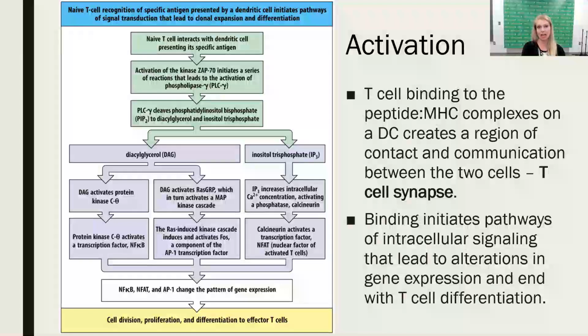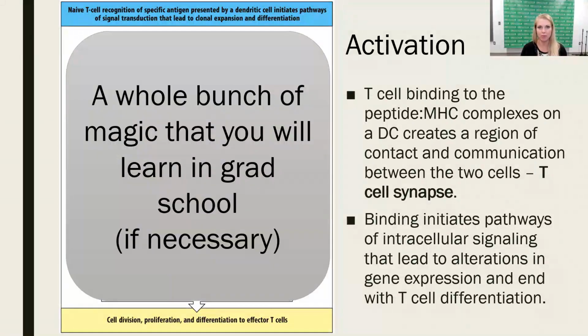That's going to initiate a crazy complex set of pathways that will turn on transcription factors and tell the T cell to do all of these things and make all of these enzymes and make all of these proteins. That's not important for us. So I'm going to cover that up so that you're not distracted by it, and just know that a whole lot of magic happens.